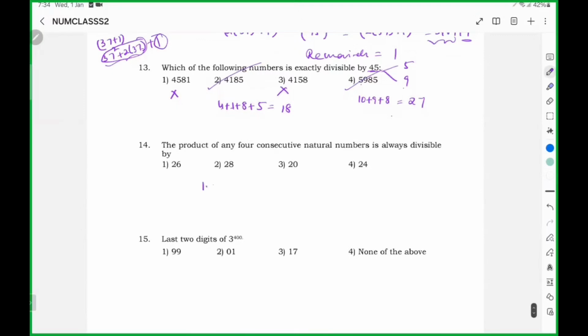So the product of two consecutive numbers is divisible by 2. Whether it is 1 into 2 or 3 into 4, one is odd, the other will be even, so divisible by 2. The product of three consecutive numbers is divisible by 3 factorial. Factorial in the sense the product of three consecutive numbers. So the product of 4 consecutive natural numbers, n into n plus 1 and so on, it can be any natural number, is divisible by 1, 2, 3, 4. That is 24.